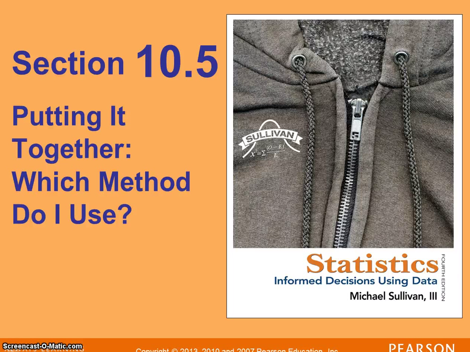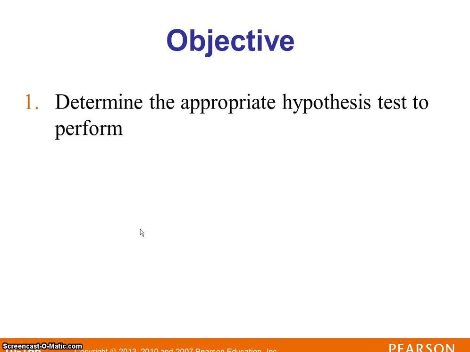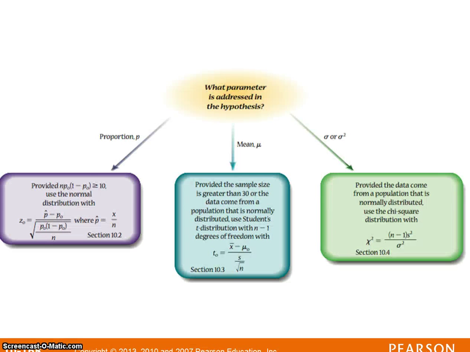Hi everybody. So this last section of chapter 10 that we're going to cover has to do with, again, putting everything together from the previous sections and determining which method to use. So again, there's a flow chart you can follow like we've done in the previous sections. Basically, what's the parameter that you're talking about?